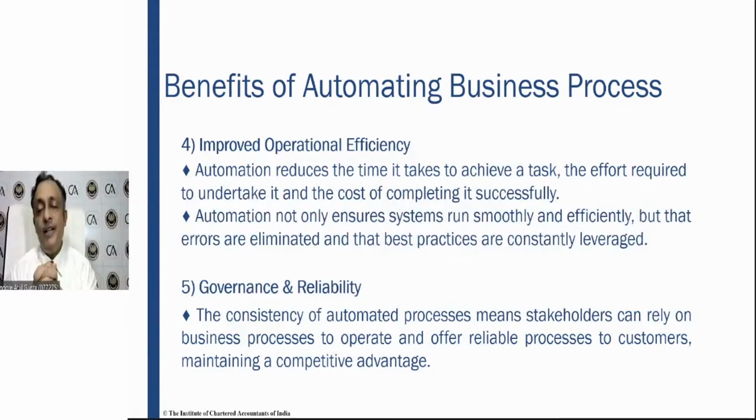Governance and reliability. Very, very, very important. The consistency of an automated process means stakeholders. I want you to write in the chat: stakeholders include whom? Stakeholders means what? Okay, I want you to say these are stakeholders, then I'll read from the chat. So consistency of an automated process means stakeholders can rely on business processes to operate and offer reliable processes to customers, maintaining a competitive advantage. Once your processes are reliable, the competitive advantage is going to come automatically.